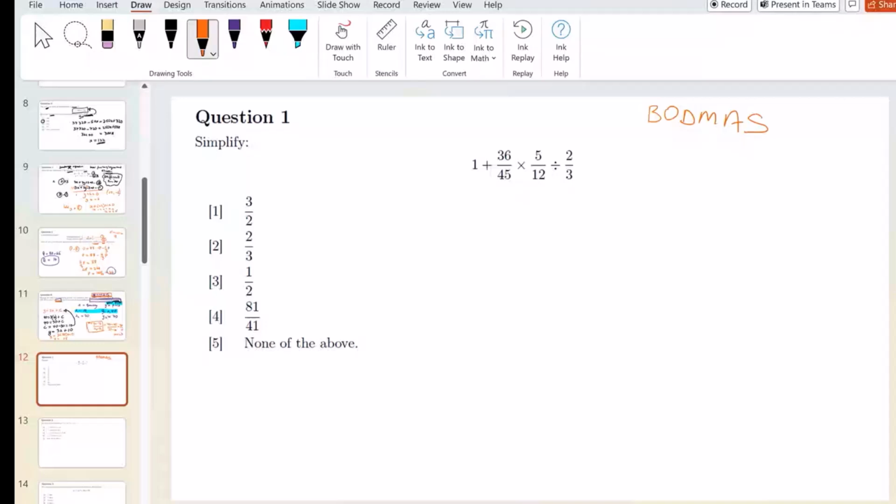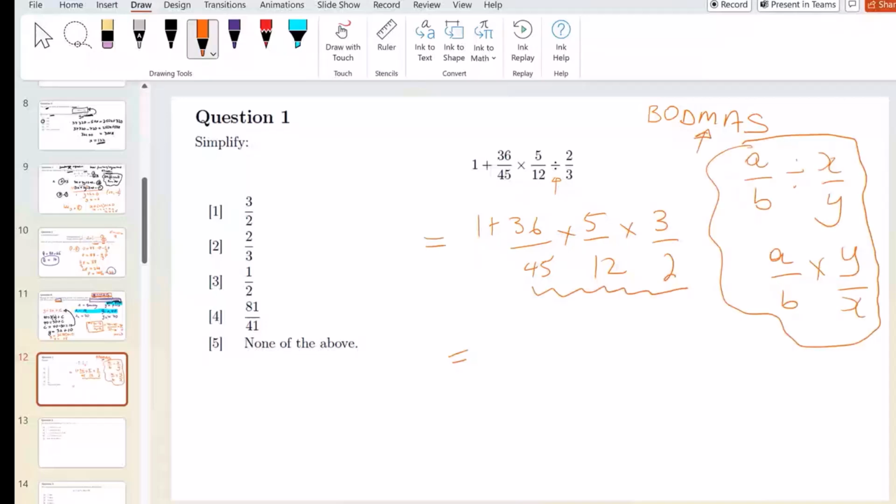Over 45 multiplied by 5 over 12. I'm going to change this because I know when I've got a over b divided by x over y, this is equal to a over b multiplied by y over x. This is a special relationship that I am going to be using. So now this is going to be multiplied by 3 over 2. After multiplication, remember you start with multiplication before you add and subtract. So you can do anything here before you add. That's what this is saying.